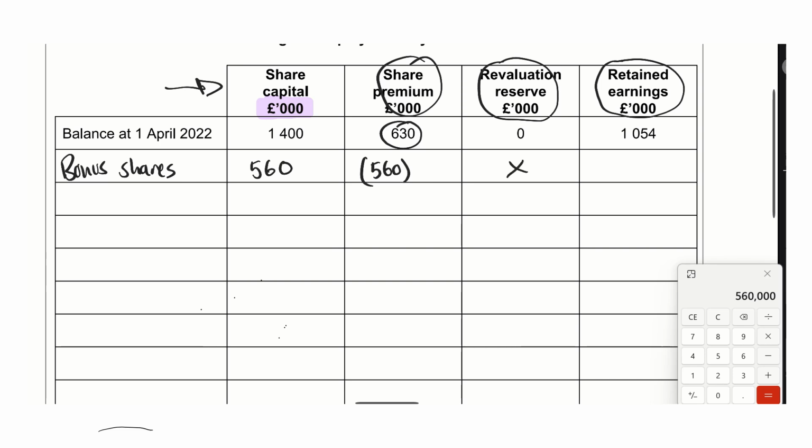So we don't need to take any out of the revaluation. We don't need to take any out of the retained earnings. In another question, if the share premium value here, let's say just as an example, was only 200,000, then you can only take 200,000 out of the share premium. The rest, which in this case would be the 360, would have to come from your revaluation. And then if you still needed more, you take it out of your retained earnings. So it just depends on the question how much you can take out from each one of these.